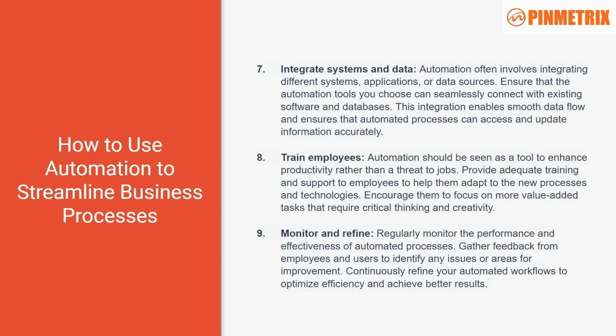Then you need to integrate systems and data. Automation often involves integrating different systems, applications, and data sources. Ensure that the automation tools you use can seamlessly connect with existing software and databases, if you have one. But if you don't have one, then you need to have a system that can easily infuse with all your business processes. This integration enables smooth data flow and ensures that automated processes can access and update information accurately.